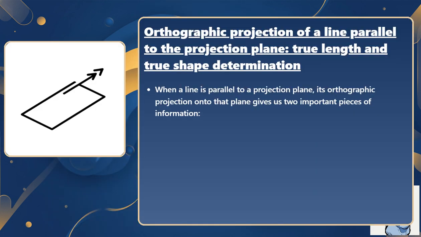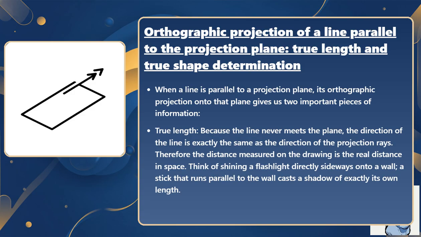When a line is parallel to a projection plane, its orthographic projection onto that plane gives us two important pieces of information. True length: because the line never meets the plane, the direction of the line is exactly the same as the direction of the projection rays. Therefore, the distance measured on the drawing is the real distance in space. Think of shining a flashlight directly sideways onto a wall. A stick that runs parallel to the wall casts a shadow of exactly its own length.